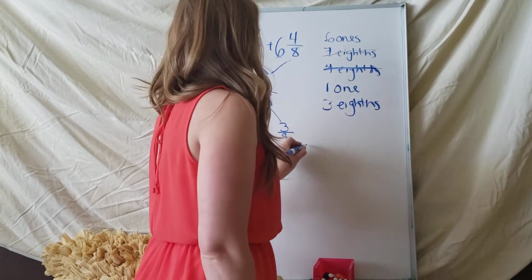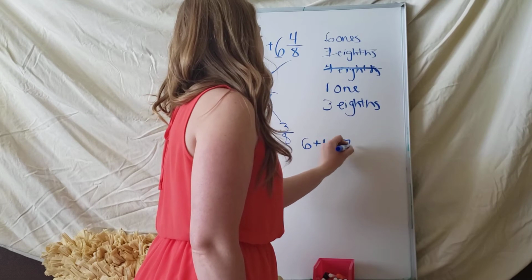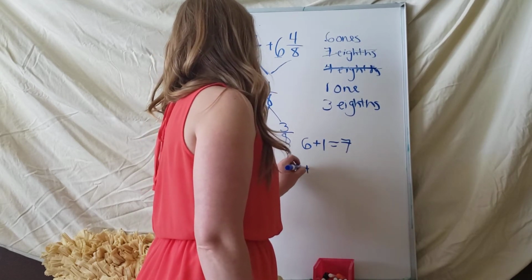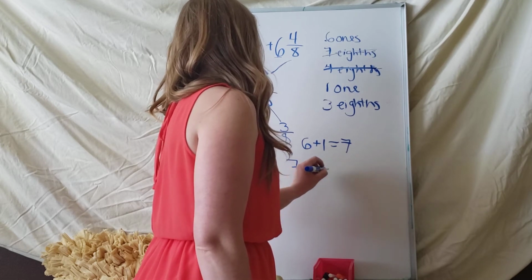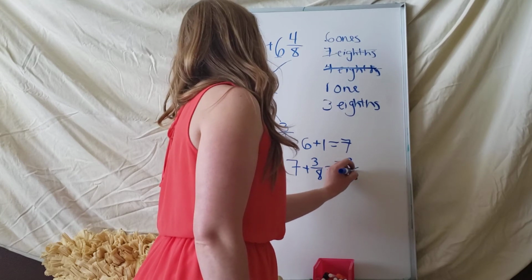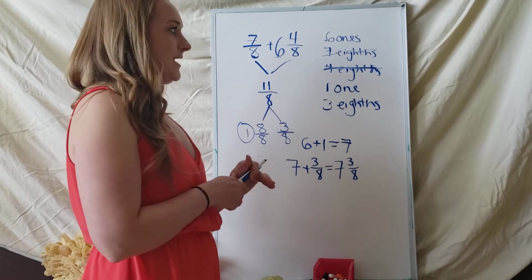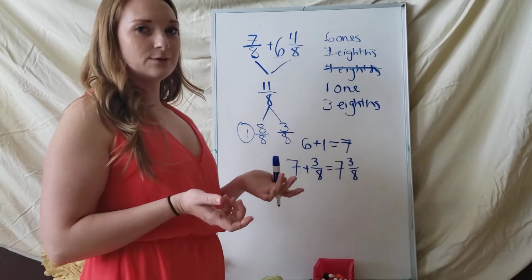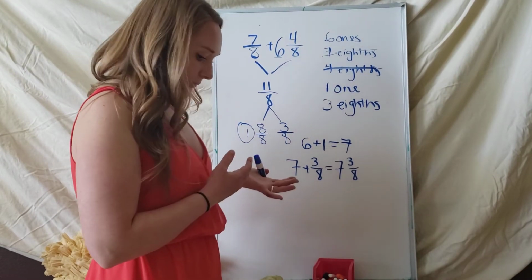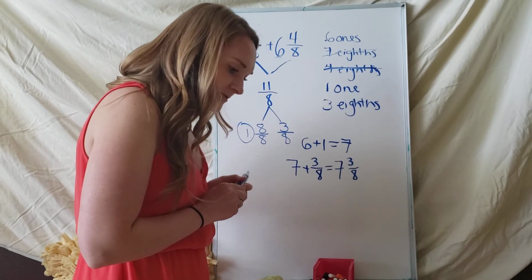So now I can add my 6 plus 1 is 7. And I can add my 3 8s. 7 plus 3 8s is 7 and 3 8s. I'm sure that a lot of you will be able to do that in your head and you won't have to write out every single step. But this is something that you can reference as you're doing a problem set if you need help with that.